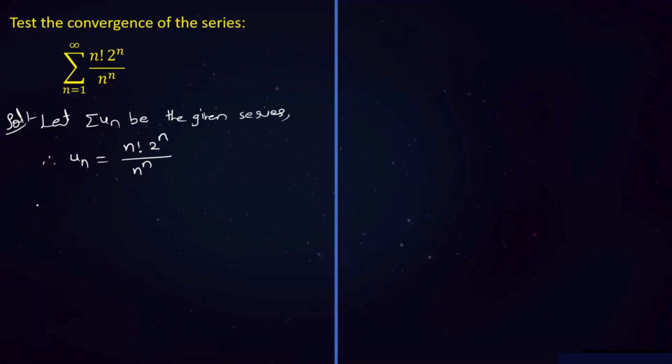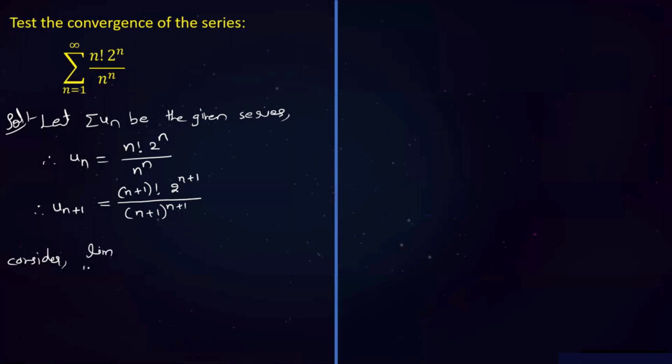To proceed in ratio test, we need to write the n plus 1th term. From here, un plus 1 is equal to, look at it, I'm simply trying to replace n by n plus 1. That's it. So we'll get n plus 1 factorial into 2 to the power of n plus 1 divided by, here also, n plus 1 to the power of n plus 1. Right? That's fine.